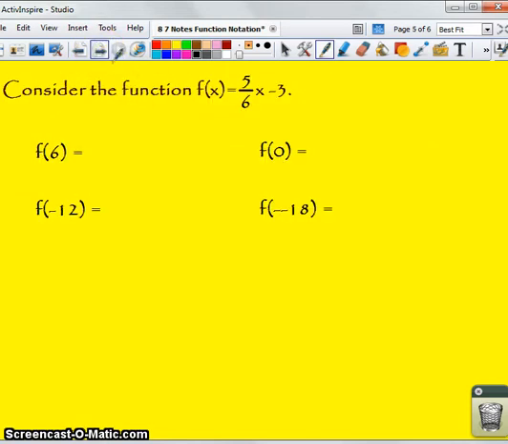So, these are some problems that I want you to try on your own tonight. If you can do them, great. I want to see what you were able to do on your own tonight. And so I just want you to look at this function. F of x equals 5/6 x minus 3. I know the fraction might look a little scary, but literally you just got to plug the 6 into wherever you see the x. 0 into the x, negative 12 into the x, and negative 18 into the x.